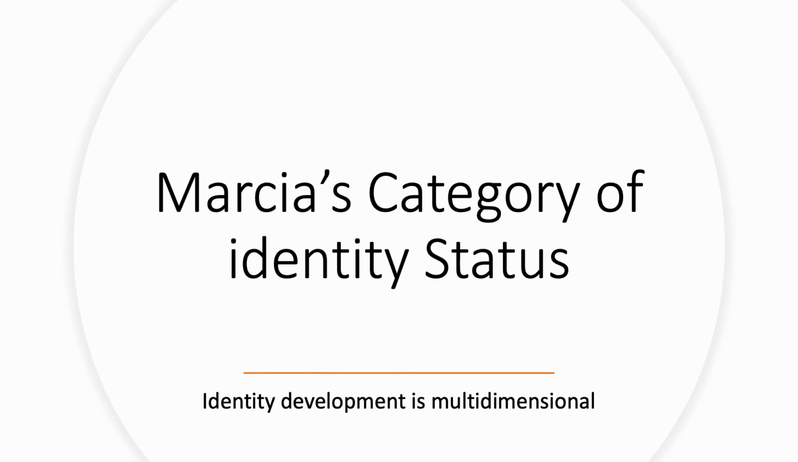Marcia's categories of identity status include identity development being multidimensional, and she identified 4 categories. They are identity achievement, foreclosure, moratorium, and identity diffusion. So let's talk a little bit more about these.